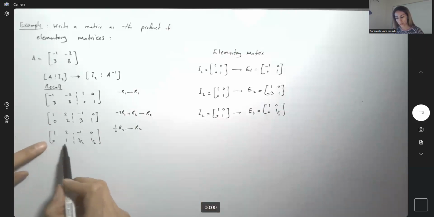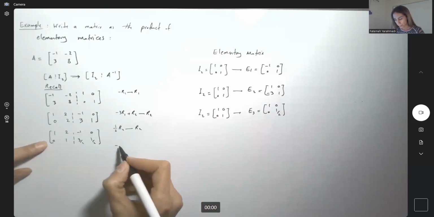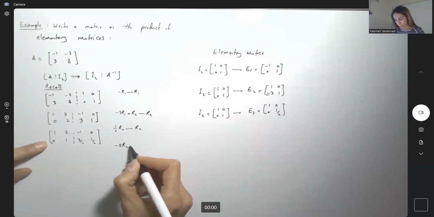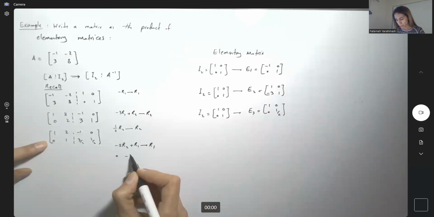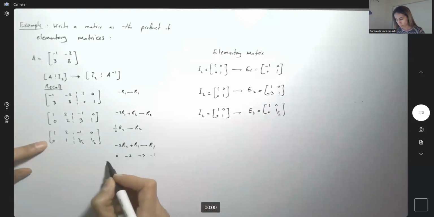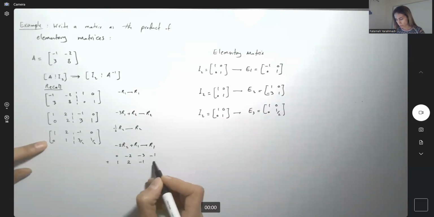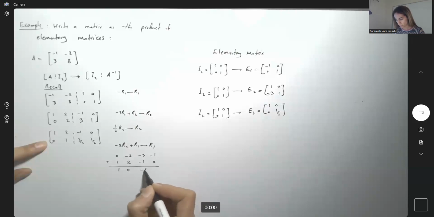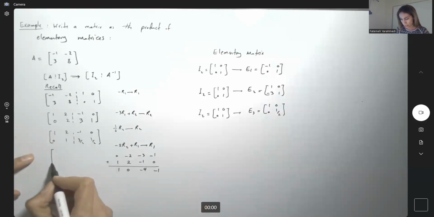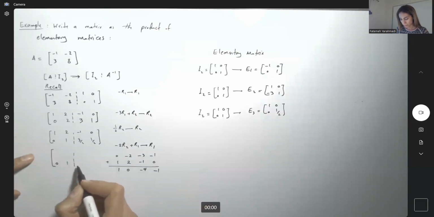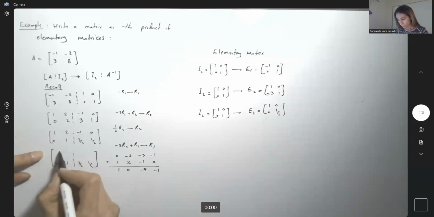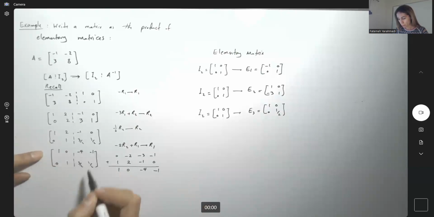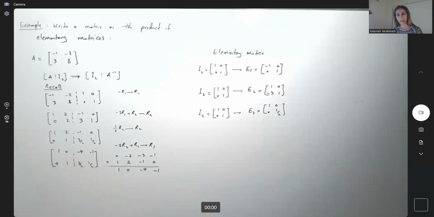In the next operation, you're going to multiply the second row by -2 and add it to the first row. -2 R2 plus R1 becomes your new R1. So you have a 0, -2, -3, -1, added to 1, 2, -1, and 0, 1, 0, -4, and -1. So this guy is 0, 1, 3 halves, and a half. This guy becomes 1, 0, -4, and -1.